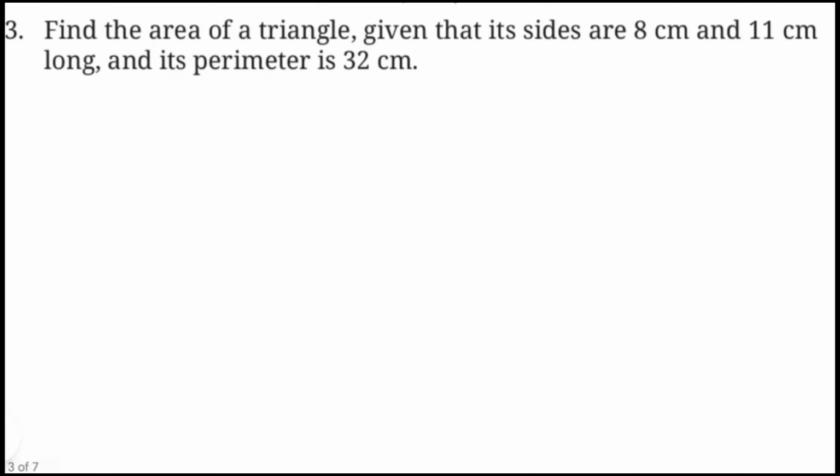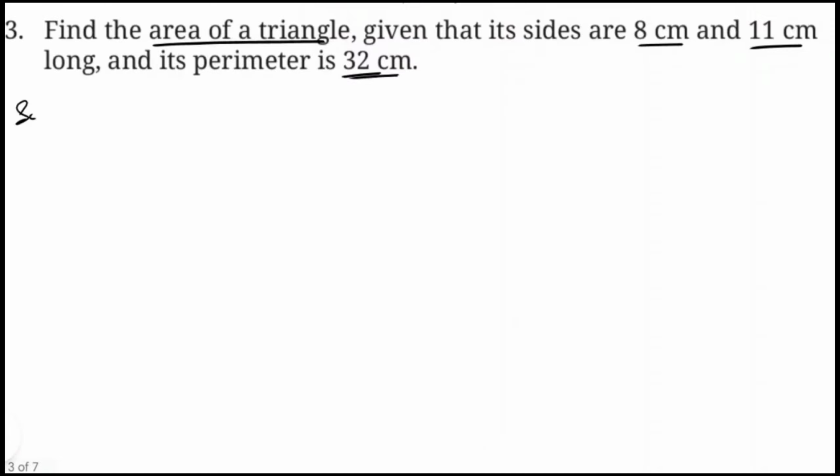Third problem, find the area of a triangle. What we need to find out? Area of the triangle. Given that its sides are 8 centimeter, 11 centimeter long. So two sides are given and its perimeter is 32. So perimeter of the triangle formula is a plus b plus c.